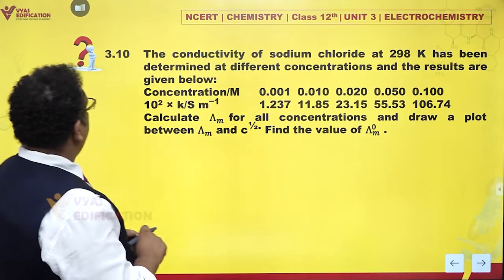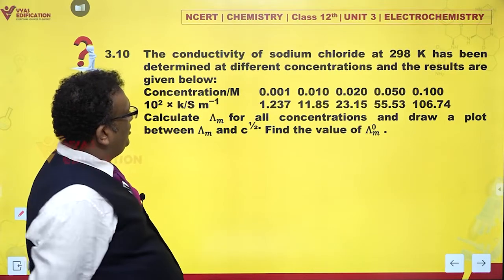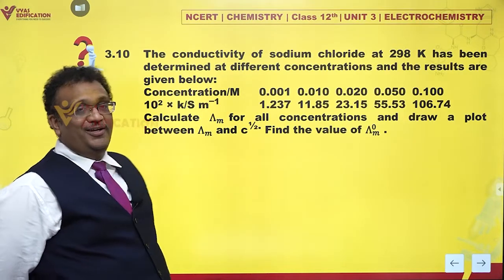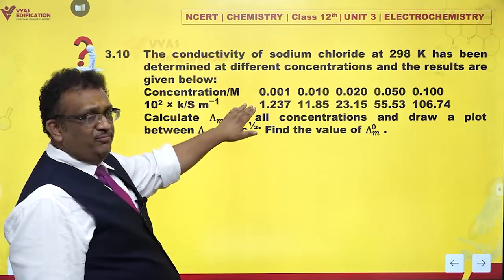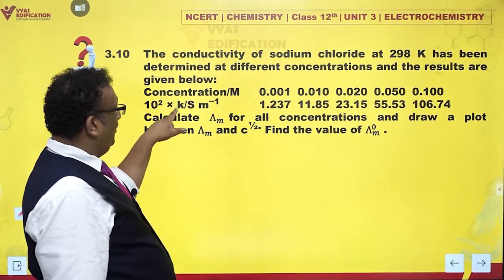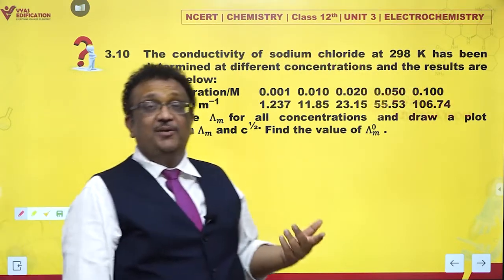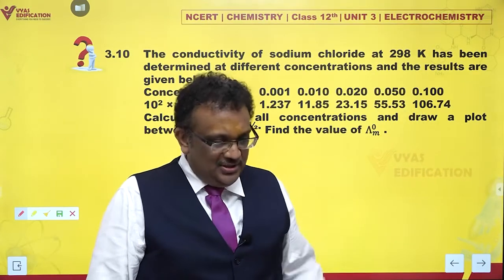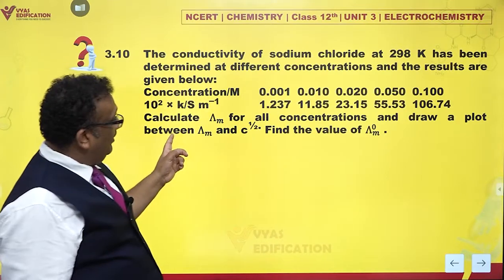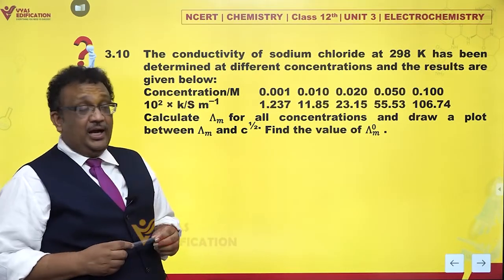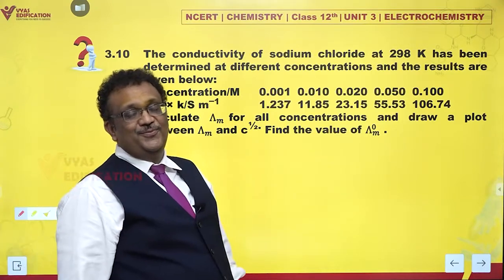This question says, the conductivity of sodium chloride at 298 Kelvin has been determined at different concentrations and the results are given below. You have concentration in terms of moles per liter and you have kappa in Siemens per meter, but it's not just kappa, it is kappa multiplied by 100, so that the value looks good. Calculate lambda m for all concentrations and draw a plot between lambda m and root c. Find the value of lambda m naught.